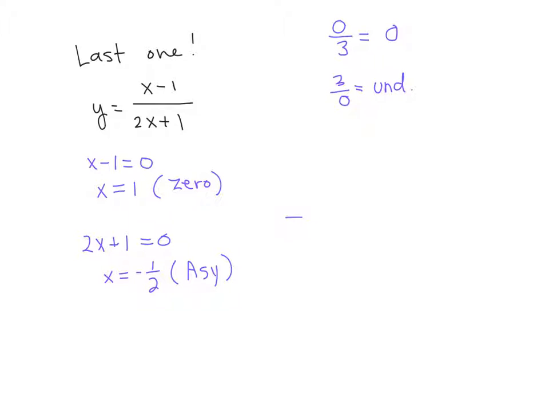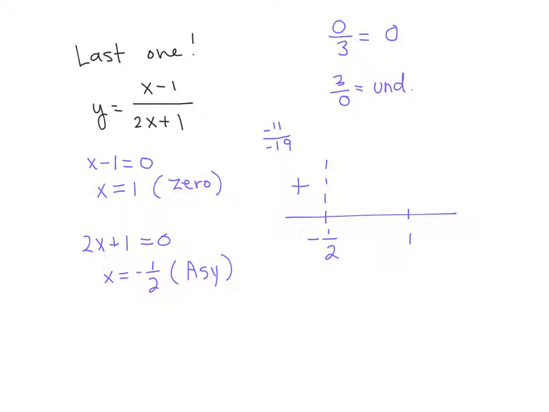So let's draw a number line with negative 1/2. That's where the asymptote is, so it needs to be a dotted line. And then at x equal to 1, that's where my 0 is. So plug in a number that's smaller than negative 1 over 2, such as negative 10. Negative 10 minus 1, that makes it negative 11. Negative 10 times 2 is negative 20, plus 1, negative 19. So that gives us a positive number.